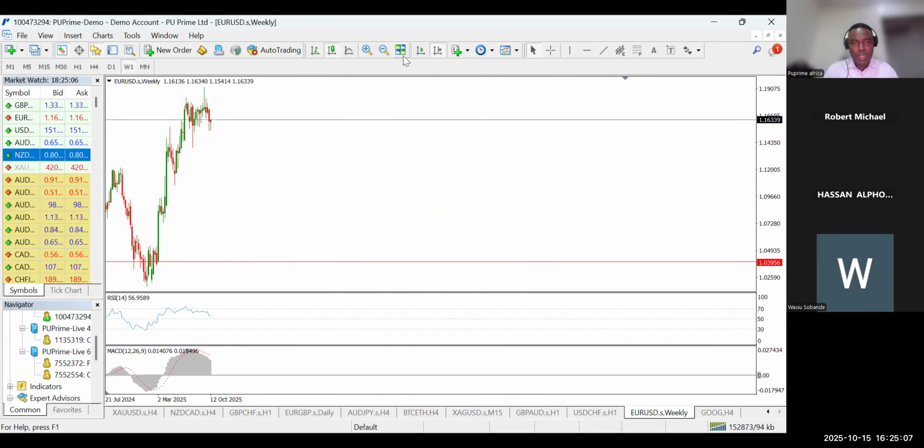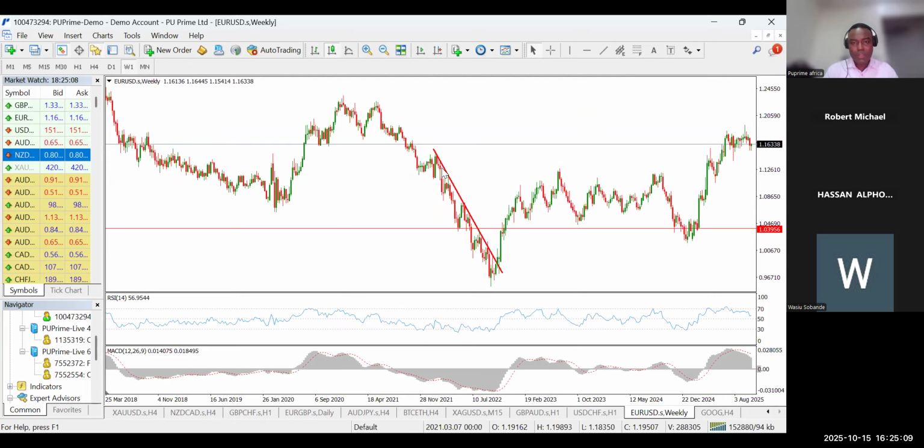I'll show you a head and shoulder pattern. This is EURUSD on the weekly time frame. Sometimes in the past, we have a shoulder, a head, a second shoulder, a neckline, and price broke out massively downwards. Now, this is a weekly time frame.